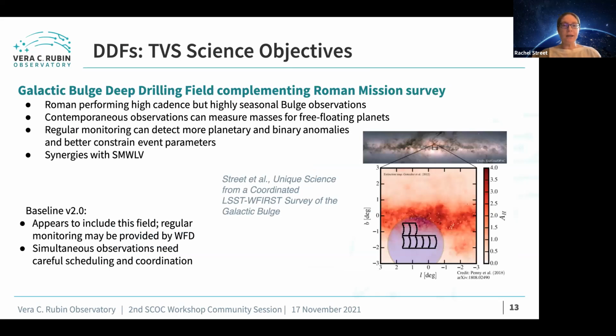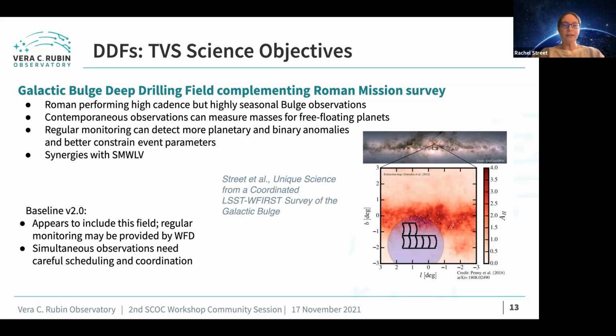So TVS did propose some new deep drilling fields, one of which was to be located in the Galactic bulge. The goal in this case was to complement observations of that region, which are going to be performed by the Roman mission contemporaneously with Rubin. Now, Roman will observe much more intensively than Rubin, with a cadence of up to 15 minutes, but its observing strategy will be heavily seasonal. And their intensive observation periods only last for 72 days, followed by gaps of many months.